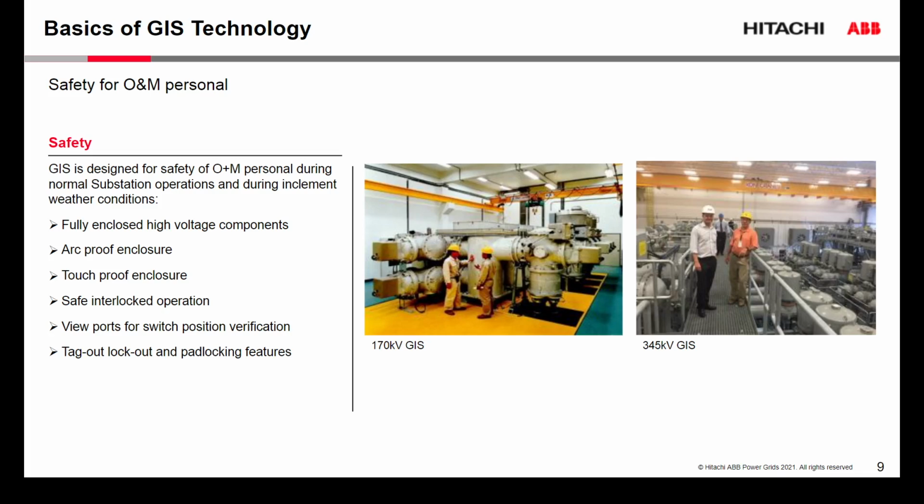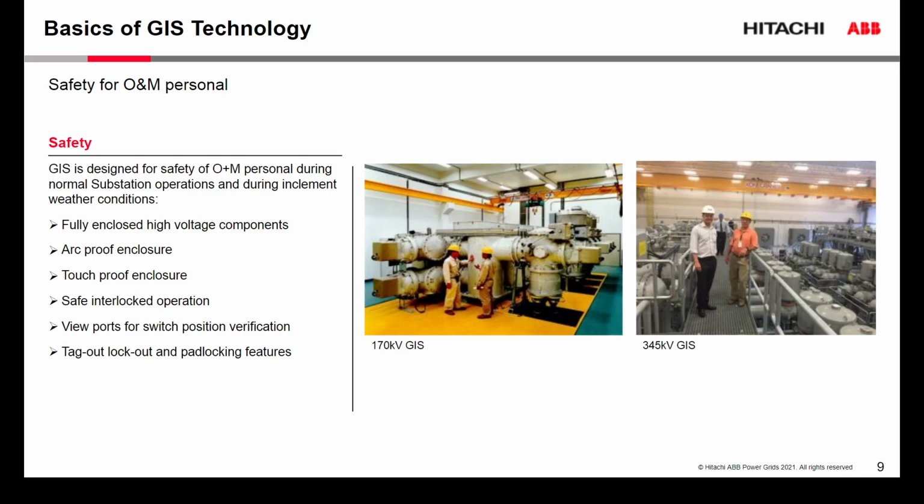It's an arc-proof enclosure. All the interlocking features which you have in typical substations are carried over into the gas-insulated substation. So you have interlocking between the disconnect switches, interlocking between the grounding switches, breaker, fast-acting ground. Everything is interlocked, can be padlocked for maintenance operations, can be tagged out, locked out, as in your typical procedures. And you have view ports to verify the switch positions of these disconnect and grounding switches.